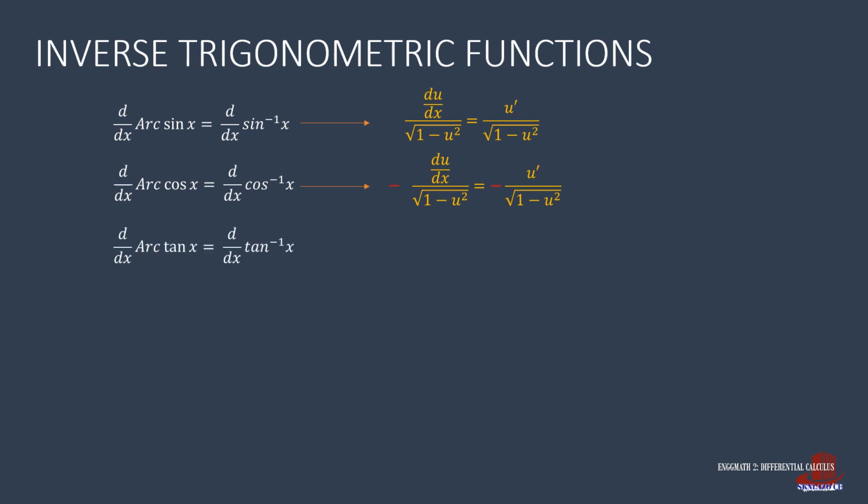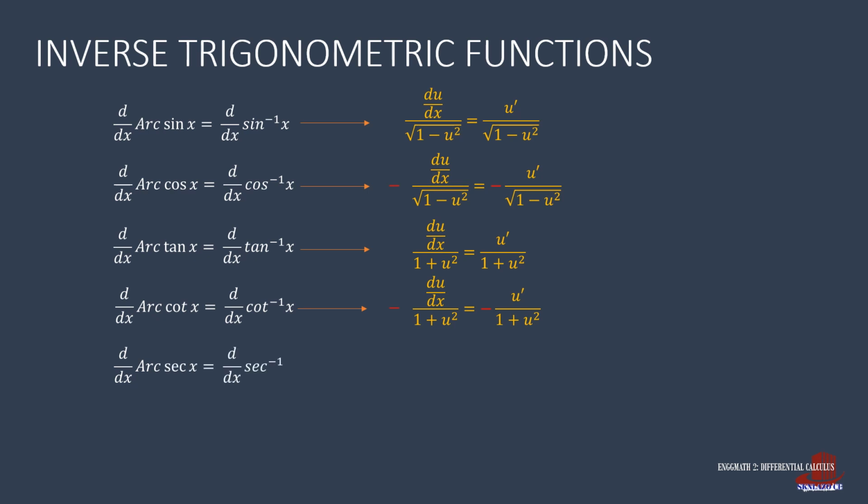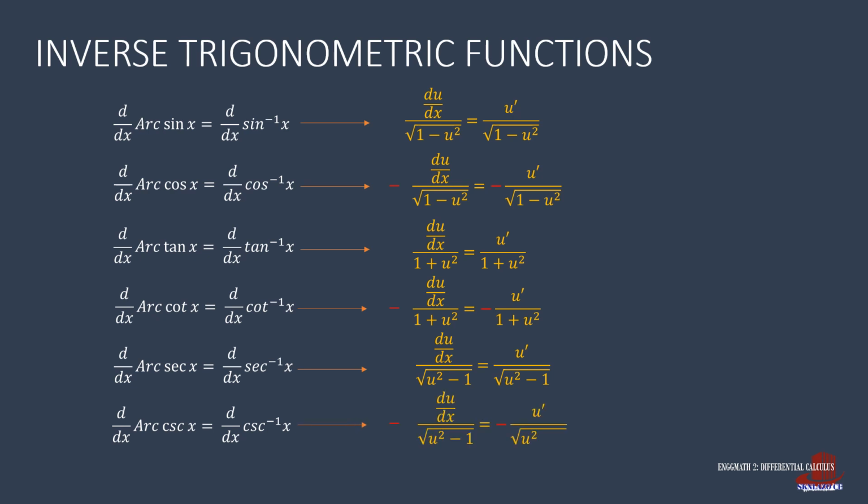The derivative of arctangent of x is u prime all over the quantity of 1 plus u squared. Next is the derivative of arccotangent x, which is negative u prime over the quantity of 1 plus u squared. Then the derivative of arcsecant x is u prime upon the root of u squared minus 1. Lastly, the derivative of arccosecant x is negative of u prime all over the root of u squared minus 1.